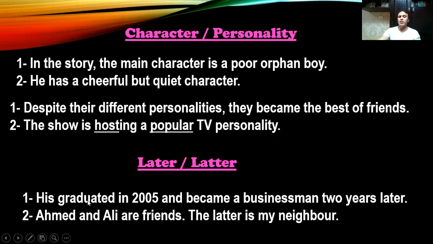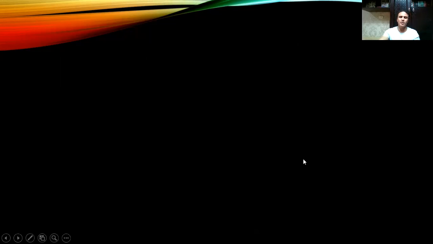أما الأولى، المثال الأول: he graduated. كنت أكتب جملة ثانية. He graduated in 2005 and he became a businessman 2 years later, means 2 years after that time. After that time، اللي after 2005، يعني أصبح businessman بعدها بسنتين.